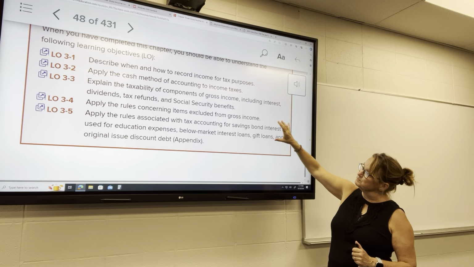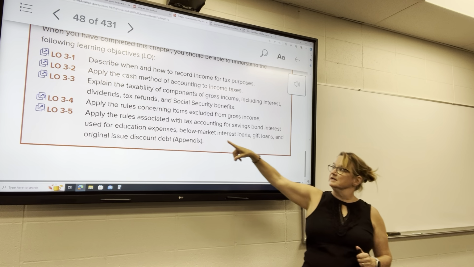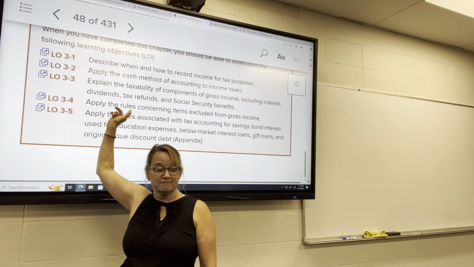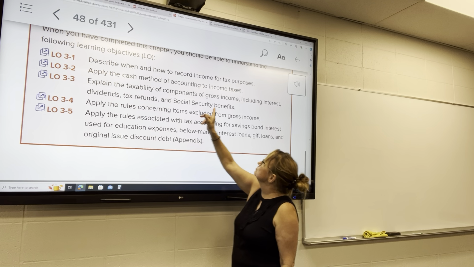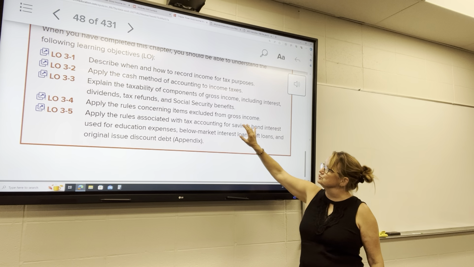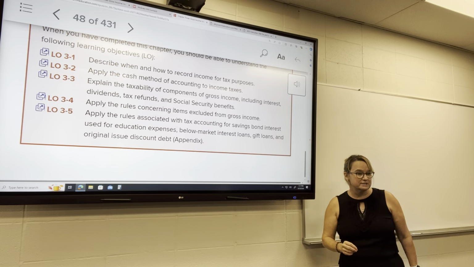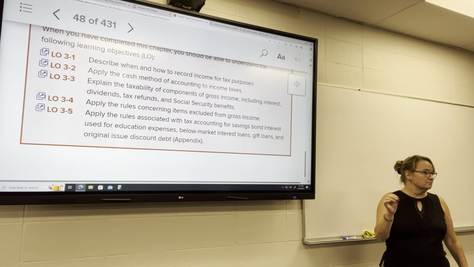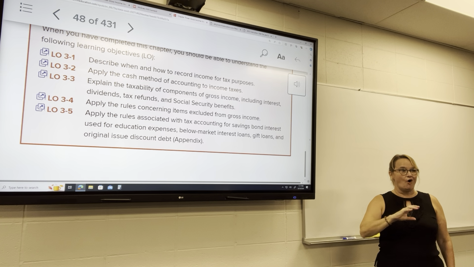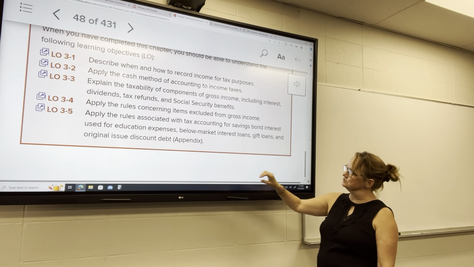And then we're going to talk about specific components of gross income. Interest income, dividend income, tax refunds. These would be state tax refunds, not federal tax refunds. Social Security benefits. And then we're also going to talk about certain specific items that are excluded from gross income. Remember, essentially the definition of taxable income is all income unless it's excluded. So we'll talk about what some of those exclusions are.